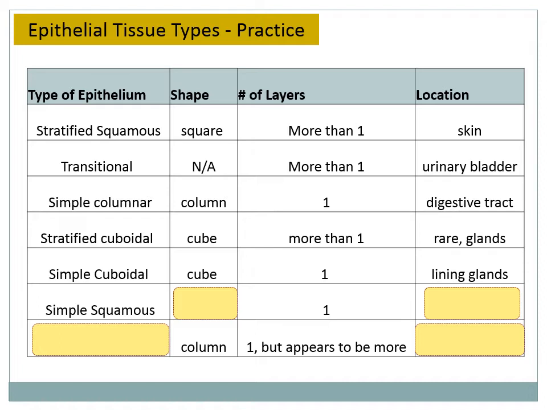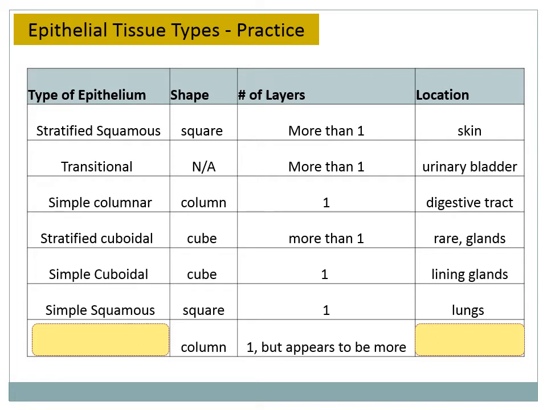Then we have simple squamous. Simple squamous, its shape is going to be a square. Its location for simple squamous, if you remember, that was like the very first one we talked about, that is going to be the air sacs of the lungs.